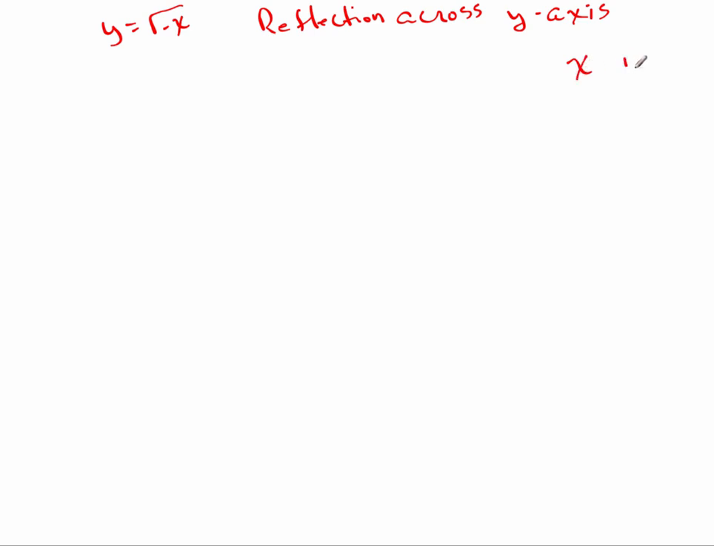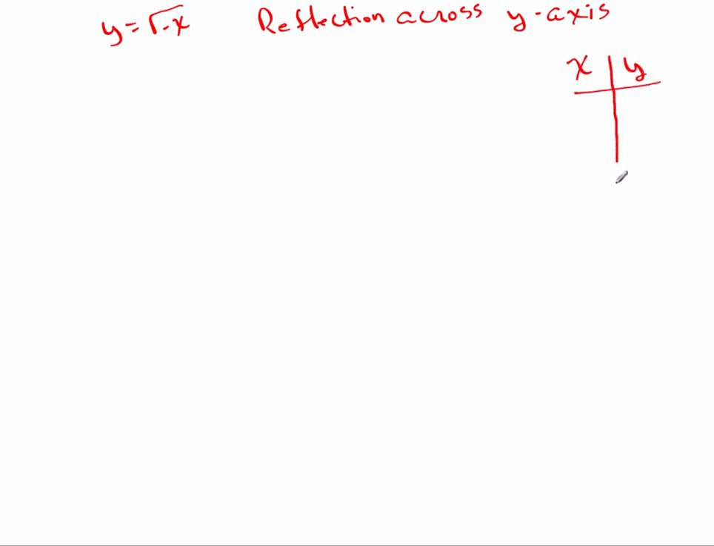Now, let's see what happens when we move that negative sign under the radical. What's going to happen when I have y equals the square root of -x? This is a reflection across the y-axis. All right, it's not a stretch or a shrink, and it's not been translated. But let me pick my points, x, y.